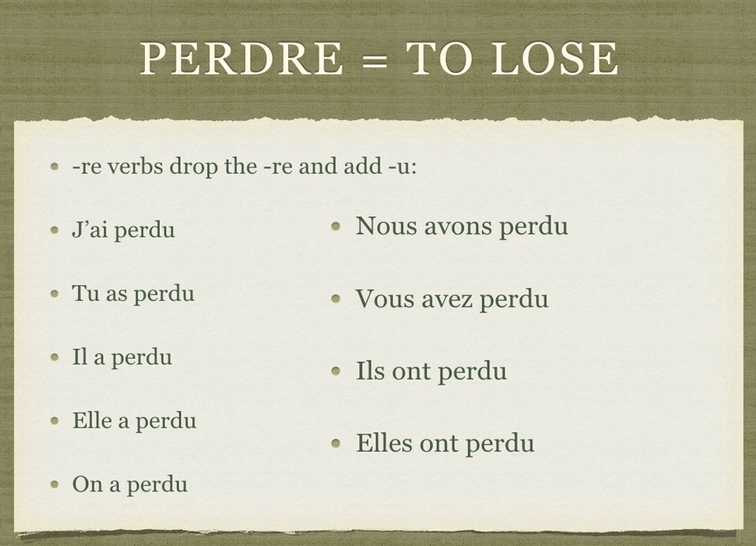And finally, our RE verbs, such as perdre. All we do is we drop our RE and add U, and then put our result, in this case perdu, behind that same avoir conjugation. J'ai perdu, tu as perdu, il a perdu, elle a perdu, on a perdu, nous avons perdu, vous avez perdu, ils ont perdu, elles ont perdu.